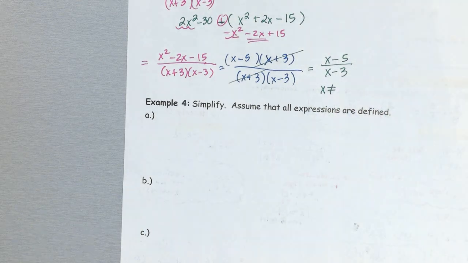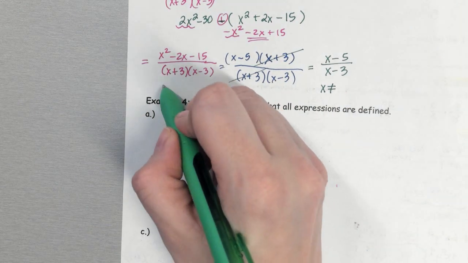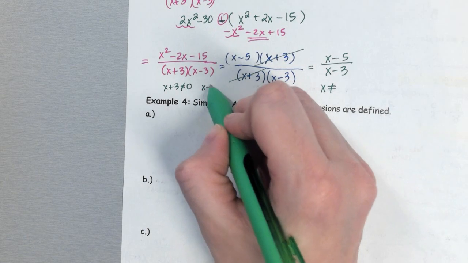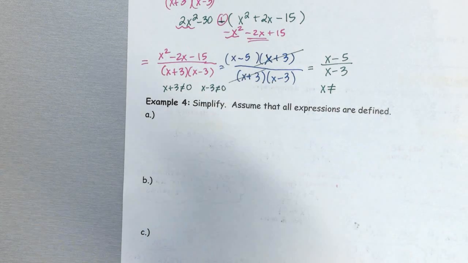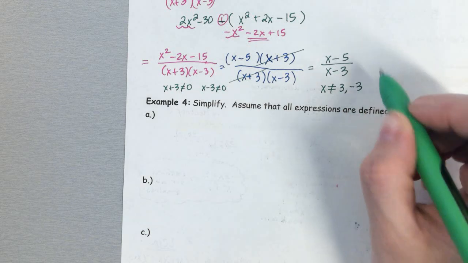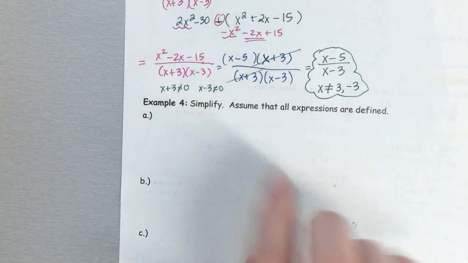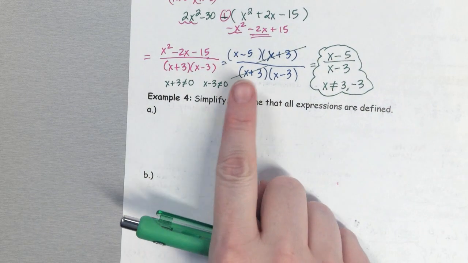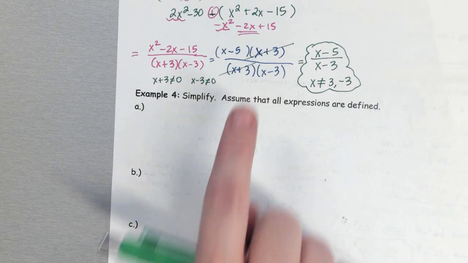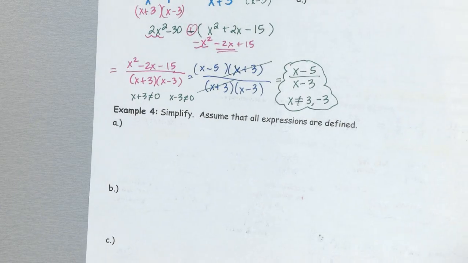Okay, and then let's find out what x can't be. Now remember, you have to do that before the cancellations. So x plus 3 can't equal 0, x minus 3 can't equal 0, so what can x not be? 3 or negative 3. Okay, so make sure that you put both of them in there. And again, that's because if this was 0, you'd multiply the whole thing to 0, you won't be able to cancel it out.